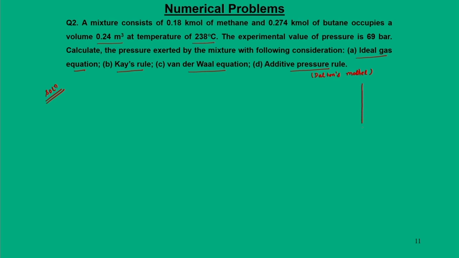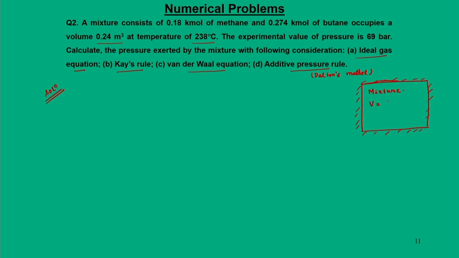So, you can recall that we have a container consisting of a mixture, which occupies the total volume, and the temperature is 238 degrees centigrade.